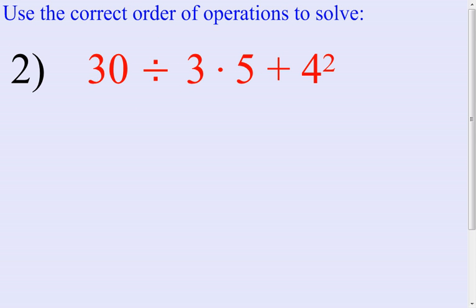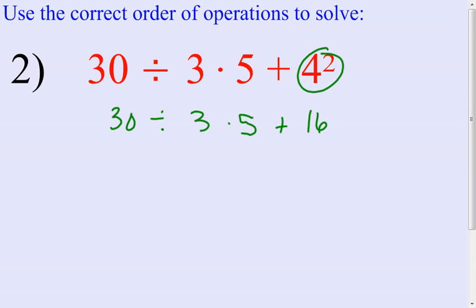Okay. On to the next one. So first of all, I'm going through my order of operations. Parentheses, I don't have any. Exponents, I do. So this is the first thing I need to do here. I need to take this as 16. And then the rest of this I will leave for right now.